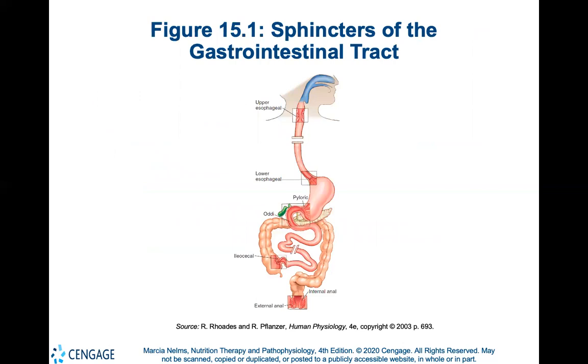Figure 15.1, sphincters of the gastrointestinal tract. The small intestine contains gut-associated lymphoid tissue that interacts with foreign antigens to initiate an immune response. The health and function of the GI tract are strongly influenced by nutritional status and or disease.